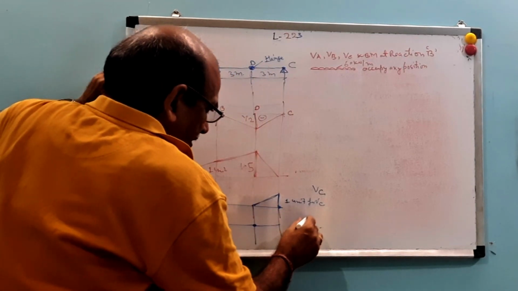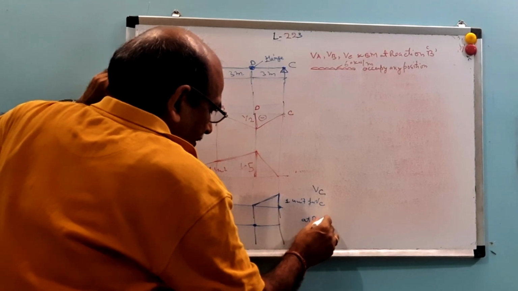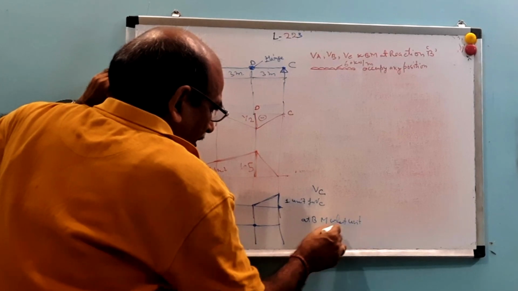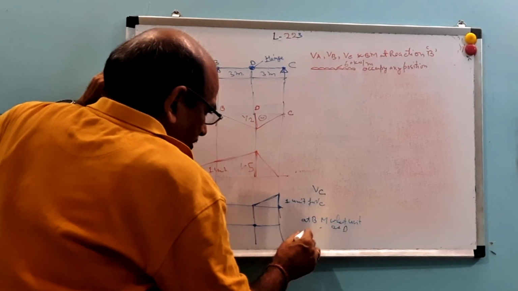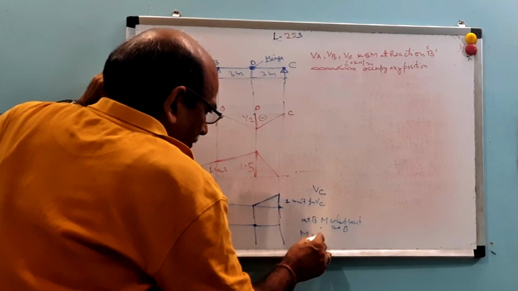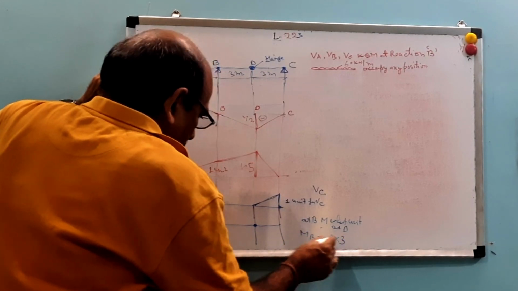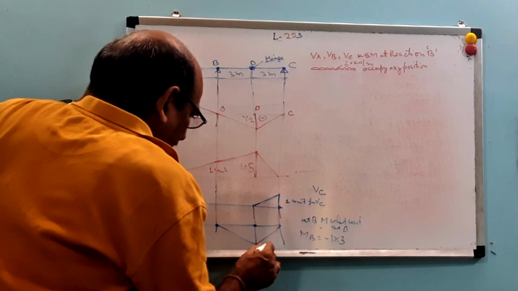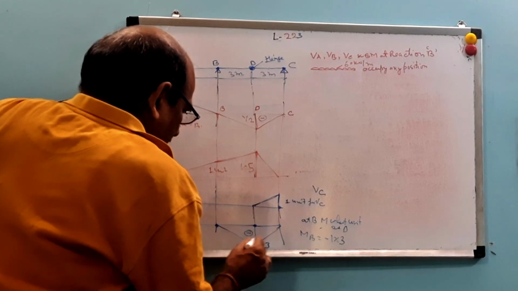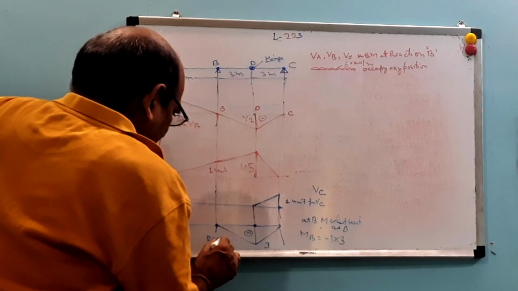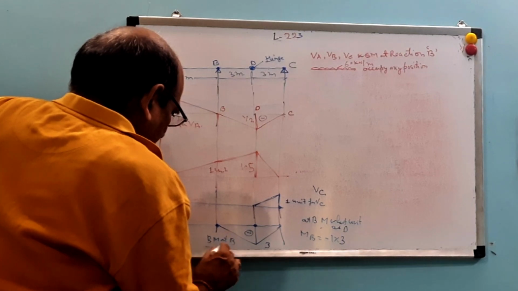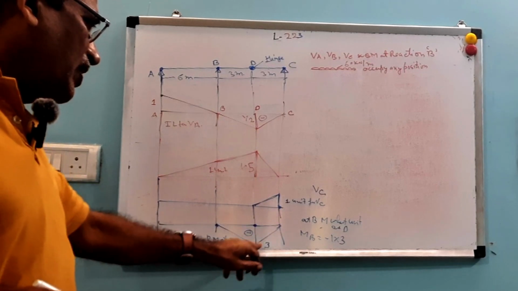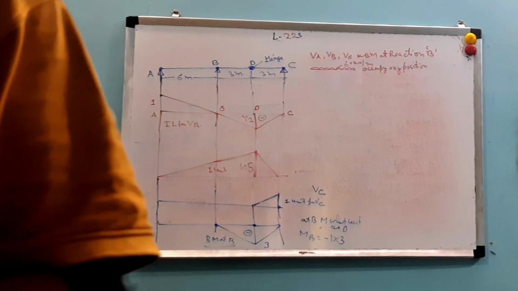So at B, moment when unit load at B, MB will be -1 into 3. So in this way, this is your 3 unit. This is your negative. This is your BM at B, this is the bending moment at B. This is 3 unit, this is 0, this is 0, and this will be 3 unit. So this is your BMD.